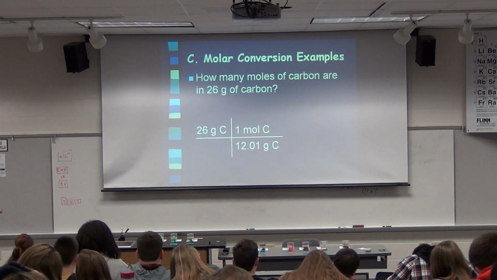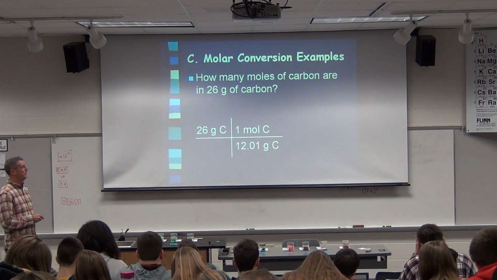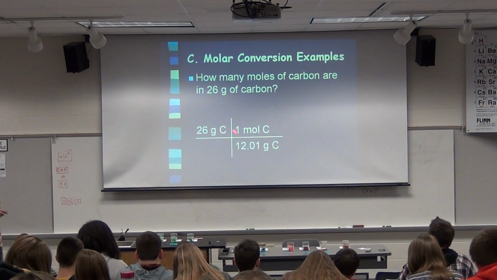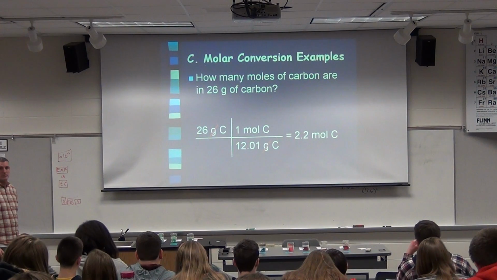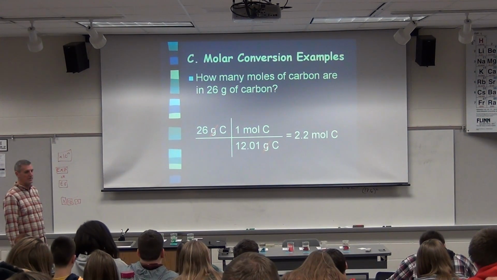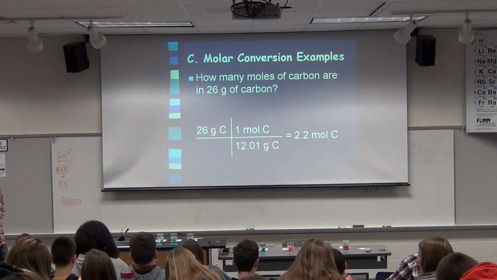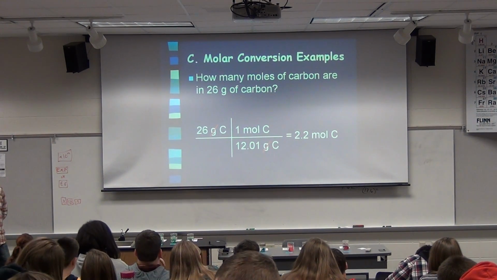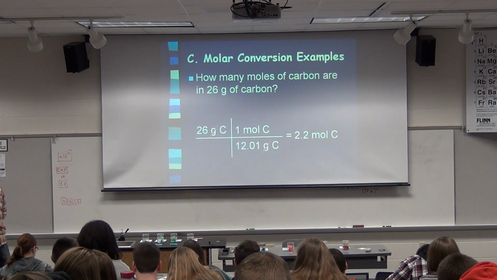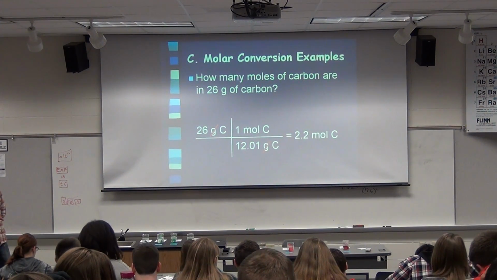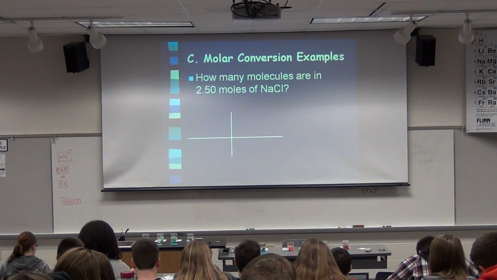How many grams? Comes off the periodic table, carbon. Atomic mass of 12.01. Grams are going to cancel with grams. And boom, 2.2 moles of carbon. Shouldn't have any calculator issues with that one. We may with the next couple, because the other ones, I believe, all use Avogadro's number.